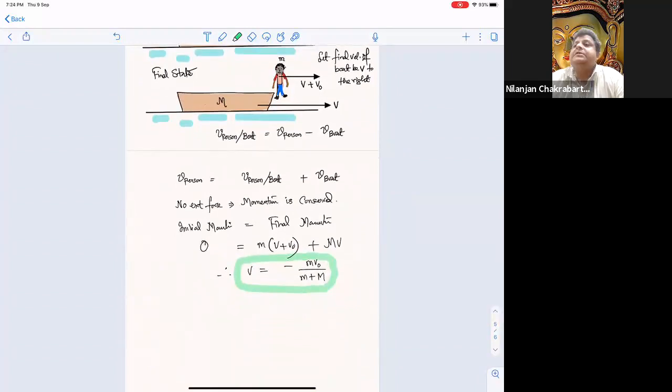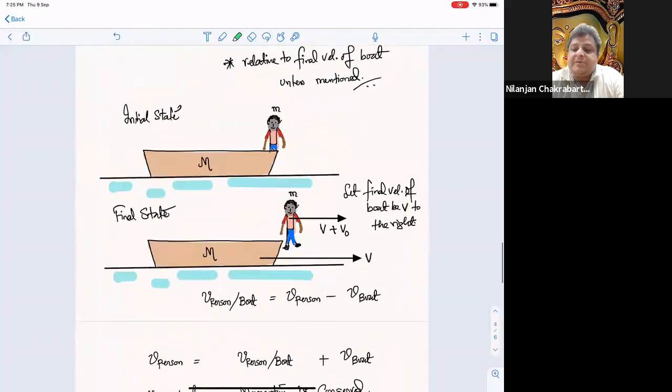Okay, then person jumping from boat. There may be more variations to this. Maybe the boat is moving at the start, then the person jumps off. You can do accordingly. Suppose there are two persons, one jumping after the other. Okay, so those problems are there. You can solve it. But this is the basic concept, and this is the way of solving it.